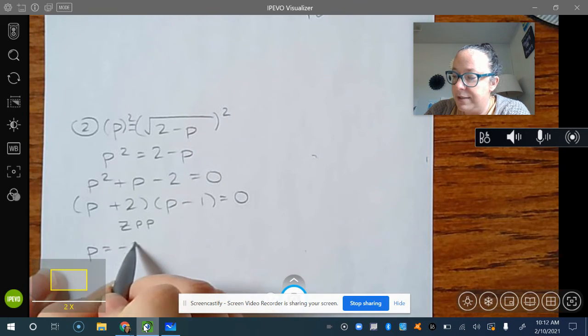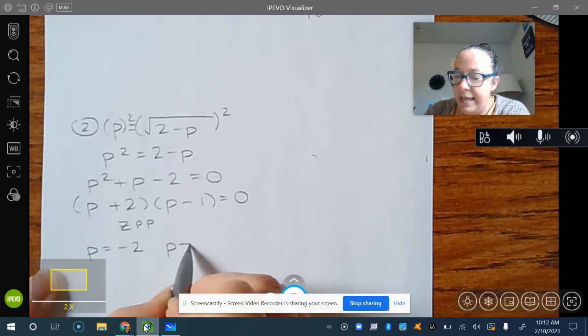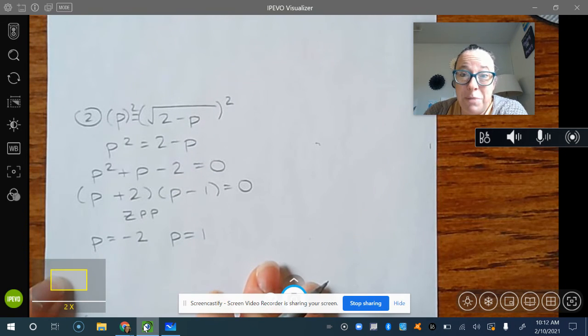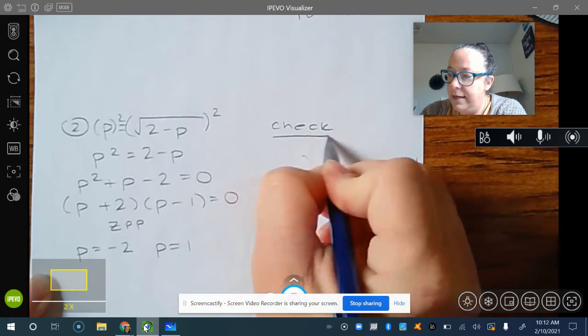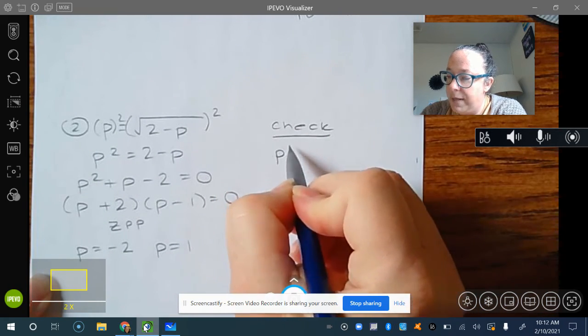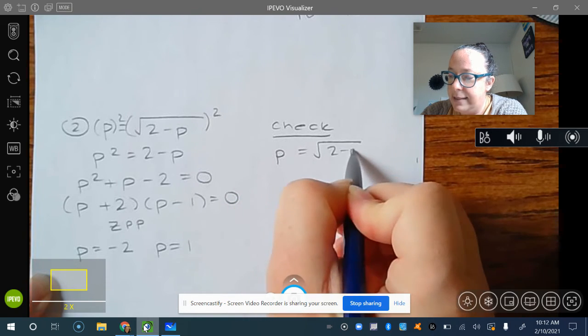Then I do ZPP. I get p equals negative 2, and I get p equals 1. Both of those could be the answer, but we need to check for extraneous solutions in the original. So the original was p equals the square root of 2 minus p.